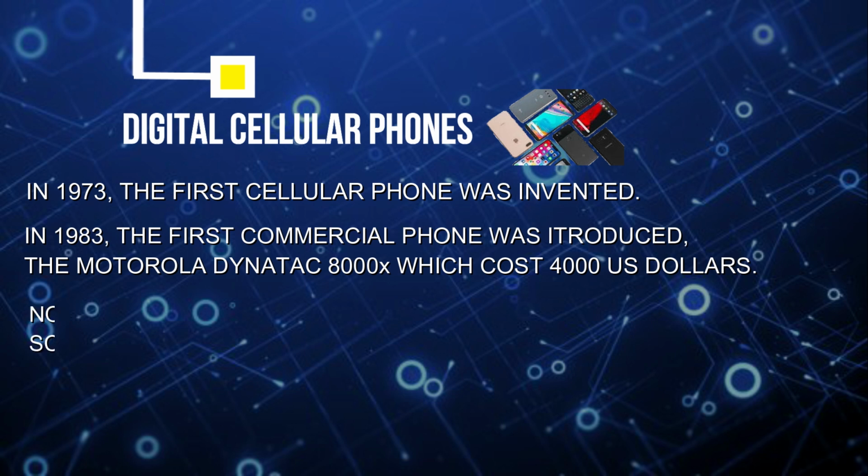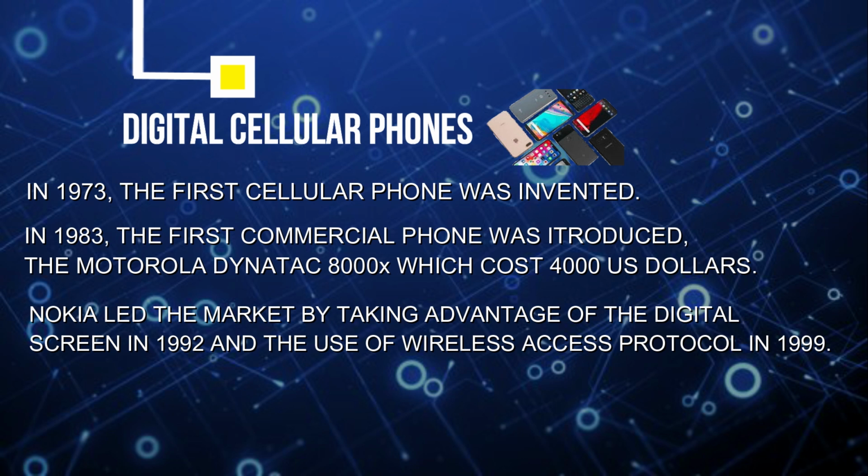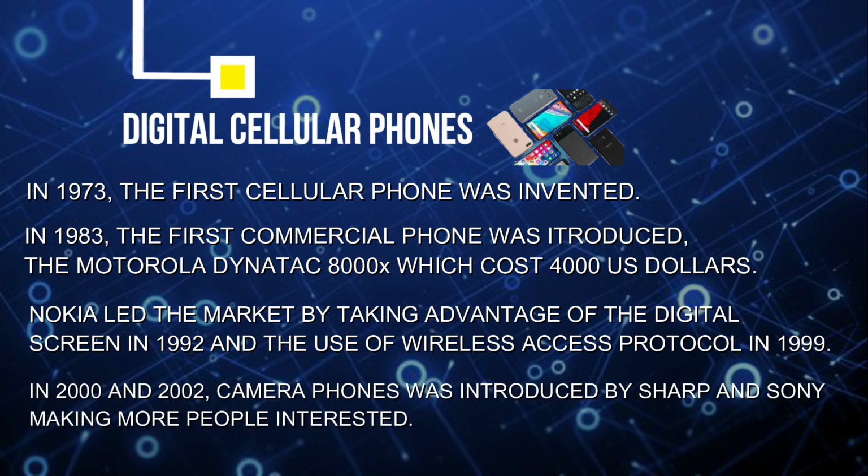It became popular and developed on having a digital screen, and Nokia, taking this advantage, created the Nokia 1011 in 1992. Further improvements of the invention were first seen in 1999 when Nokia introduced the 7110, the first device that uses wireless access protocol, meaning to say that it can access the internet wirelessly. The first camera phone was introduced in 2000 by Sharp in Japan, and in 2002, Sony introduced a phone with a clip-on camera, furthering the interest in camera phones.